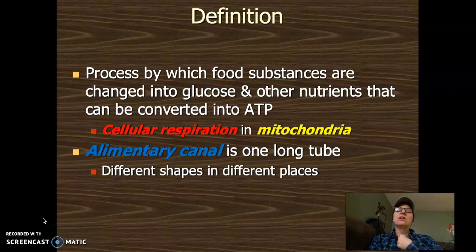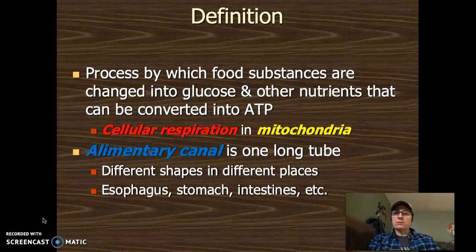The esophagus that runs from the back of your mouth to your stomach is just like a garden hose. And the stomach is a pouch shape. It's often described as a J-shaped pouch. But it's all one long tube. Starts at the mouth, ends at the anus.